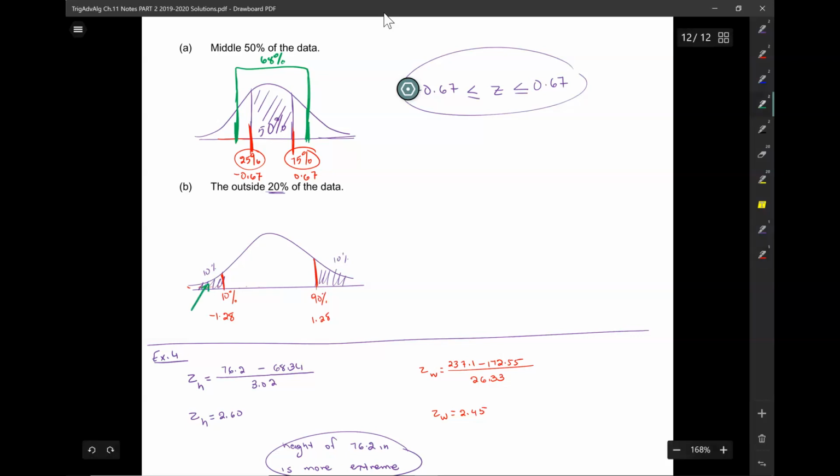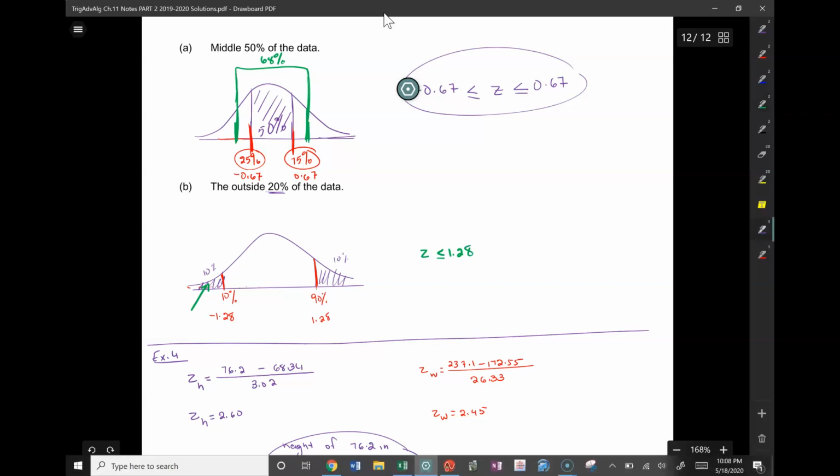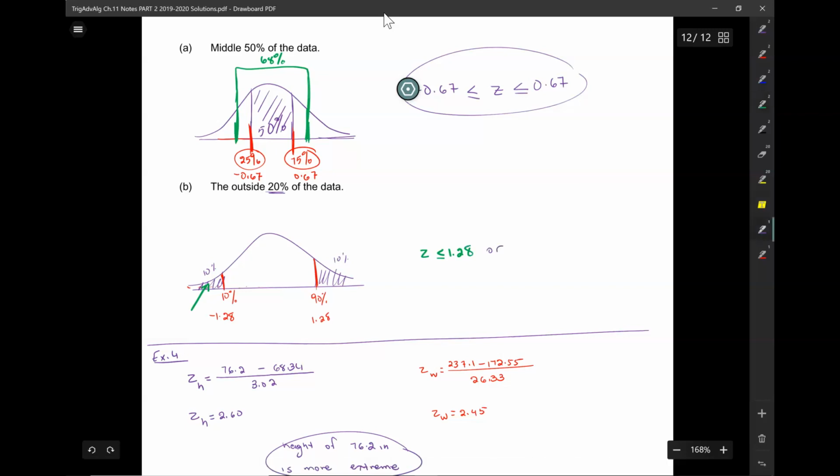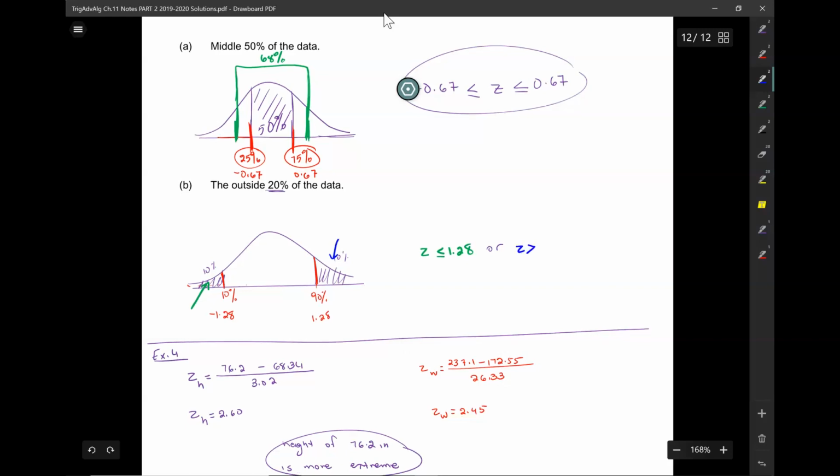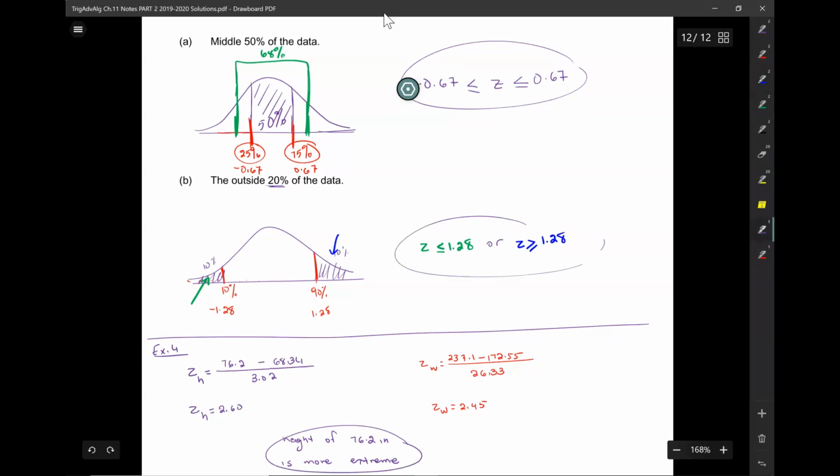So now this region here, okay, these are going to be broken up. This region has a z-score of less than or equal to negative 1.28. And then I say, or this region here has a z-score greater than or equal to 1.28. And there you have it.